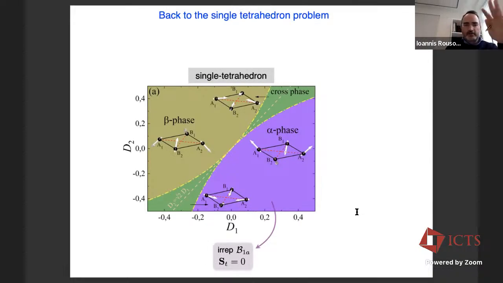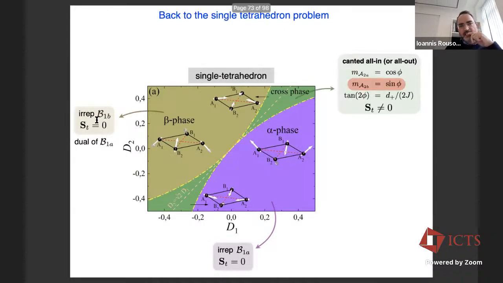We can identify these phases with different irreps. This is the irrep B1A that satisfies the total spin being 0. This is one of the ground states of the Heisenberg model as well. This is the dual of that phase. And then there is this phase in between, which you can think of as a canted all-in or canted all-out state. That phase couples two irreps, one the A2A that belongs to the unperturbed manifold, and the other the A2B that does not belong to the unperturbed manifold.